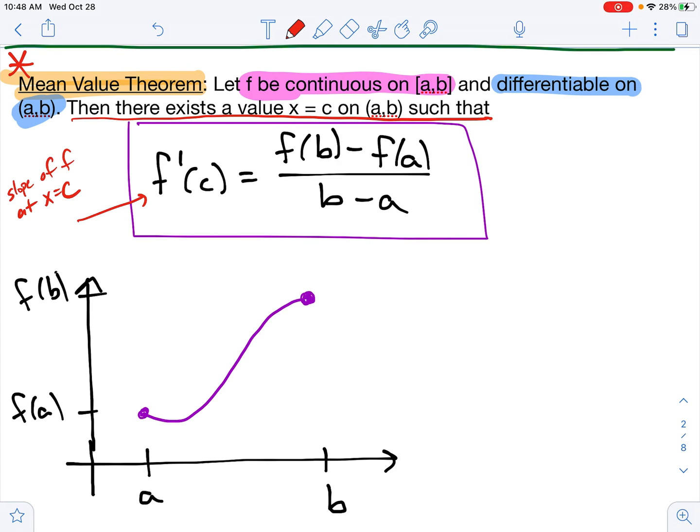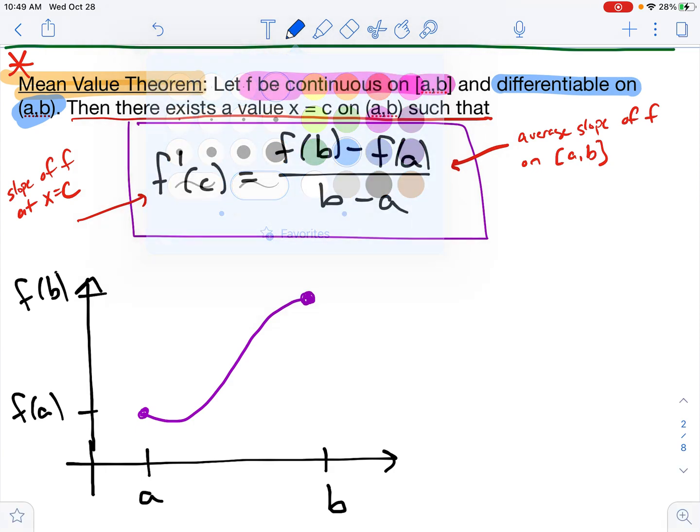What is the right-hand side of this equation getting at? Ideally, it should look familiar to you. We have f of b minus f of a. Those look like changes in y values. We're subtracting y values over b minus a. Those are x values. Change in y over change in x. That's the slope of the function over the interval from a to b. In other words, that's the average slope of the function f on the interval from a to b. If I draw this line connecting these points, the slope of this line is the average rate of change.